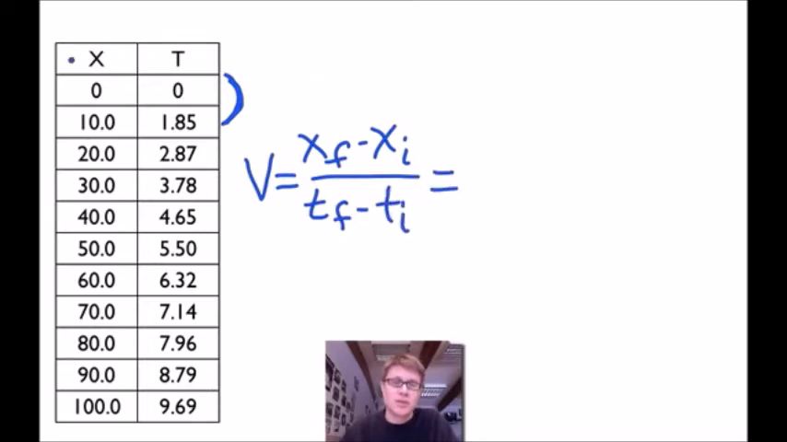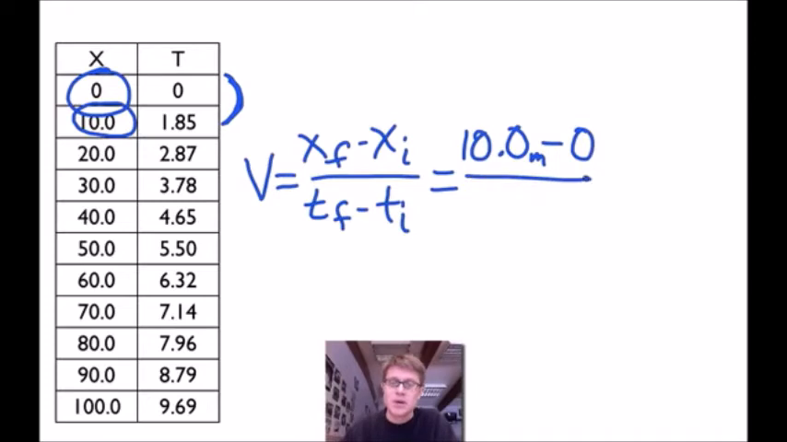When you solve problems, you want to make sure you identify what you mean. What's the final position? That's going to be 10.0. What was his initial position? That was 0. What was his final time? That'd be 1.8.